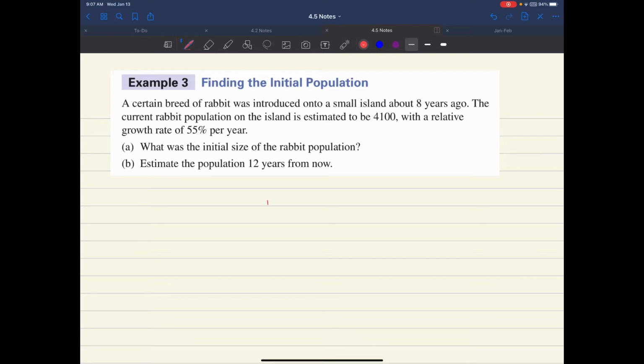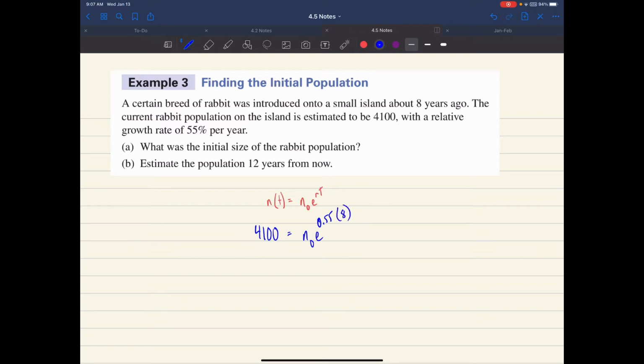So once again, we're using this model. N of t equals N sub 0 e to the rt. I always call this one NERT. And we're solving now for the initial size of the population. So we don't know N sub 0, but we do know that the current population is 4,100. So if we plugged in the initial, calculated it out, we would get 4,100. And the relative growth rate is 55% per year, so that would be 0.55. And 8 years ago, this population was introduced to this island, so this t would be 8.